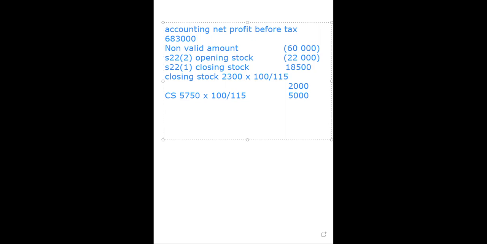When it comes to the 35,000, what are we going to do with this 35,000? We're going to add it back, because there's no depreciation in tax. So here's the depreciation. We have to add back this amount, which is 35,000. We're going to add it back because it's an accounting amount, not a taxation amount. Now it's time for the taxation amounts.